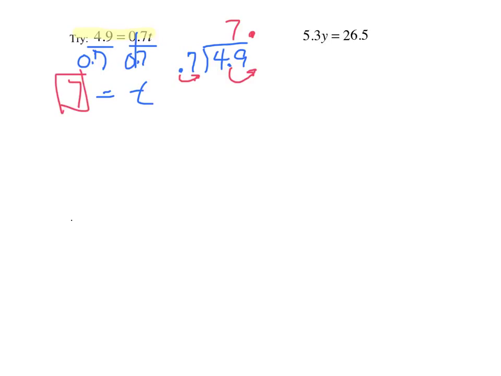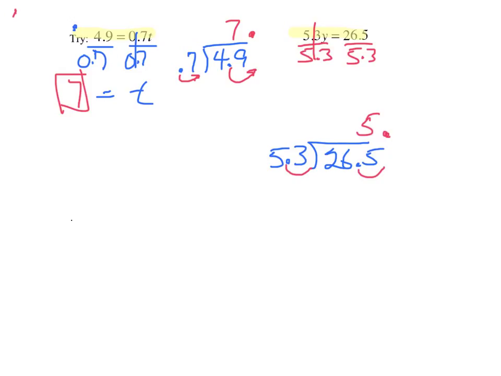Next problem, I would like you to try by yourself. We begin by dividing 5.3 on both sides, so we make a 1 here in order to split off the 5.3 from the y. Here is the division. After moving the decimal, 53 divides into 26.5 evenly 5 times. So our answer will be y equals 5, and I'm out of here.